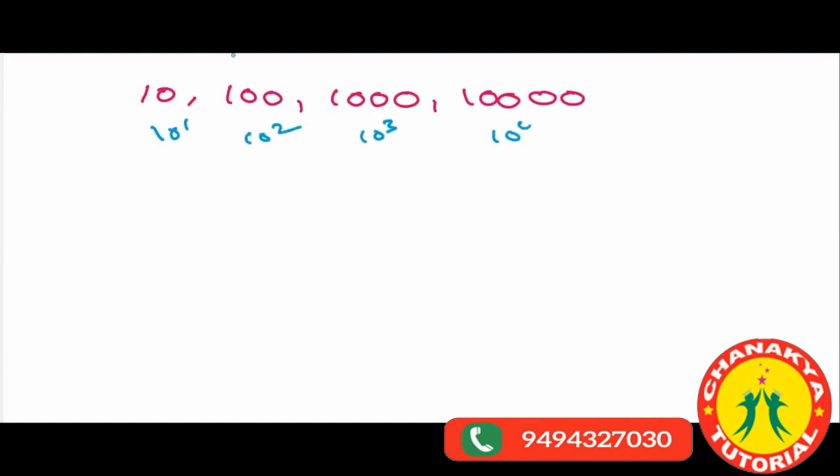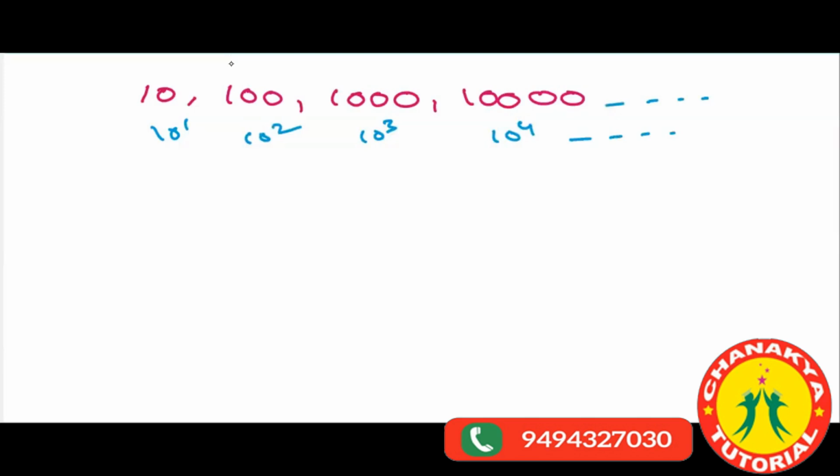See here. In Vedic math, these numbers play an important role. What are the numbers? Number 10, 100, 1000, 10,000. What are these numbers? Powers of 10. So the first number is 10 power 1, the second is 10 power 2, the third 10 power 3, the fourth 10 power 4, and so on. These numbers are very important for Vedic math.